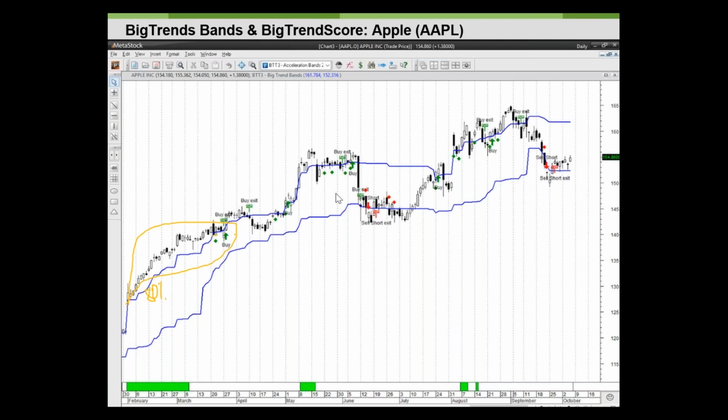Now, if it violates that, you can see we get a first little exit, then we hop back in, then we get hopped right back out of the trade. We're done there in early April. And you will see, sometimes in retrospect, you'll wish you had held on.